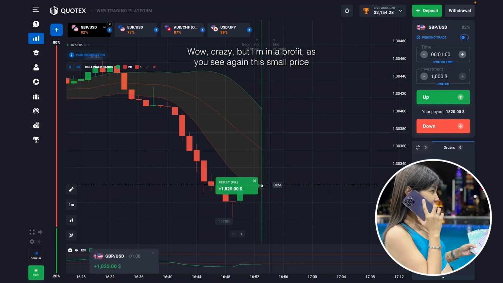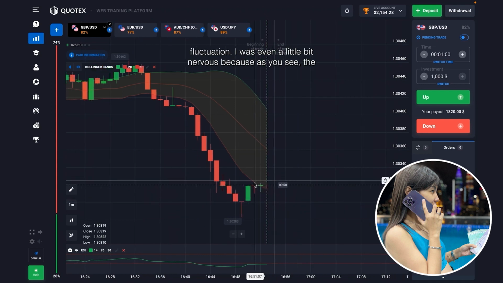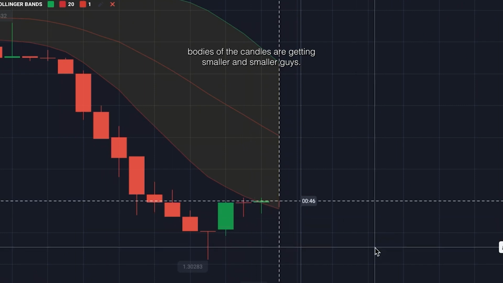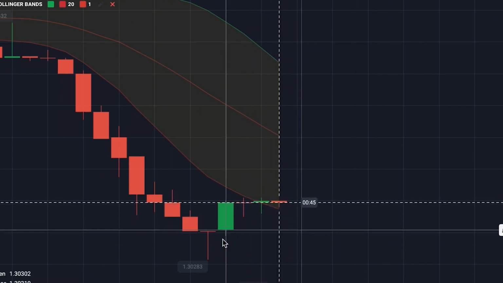So guys, this was really crazy, but I'm in profit. As you see, again, a small price fluctuation, and I was even a little bit nervous because as you see, the bodies of the candles are getting smaller and smaller, guys. And this is a really risky situation.